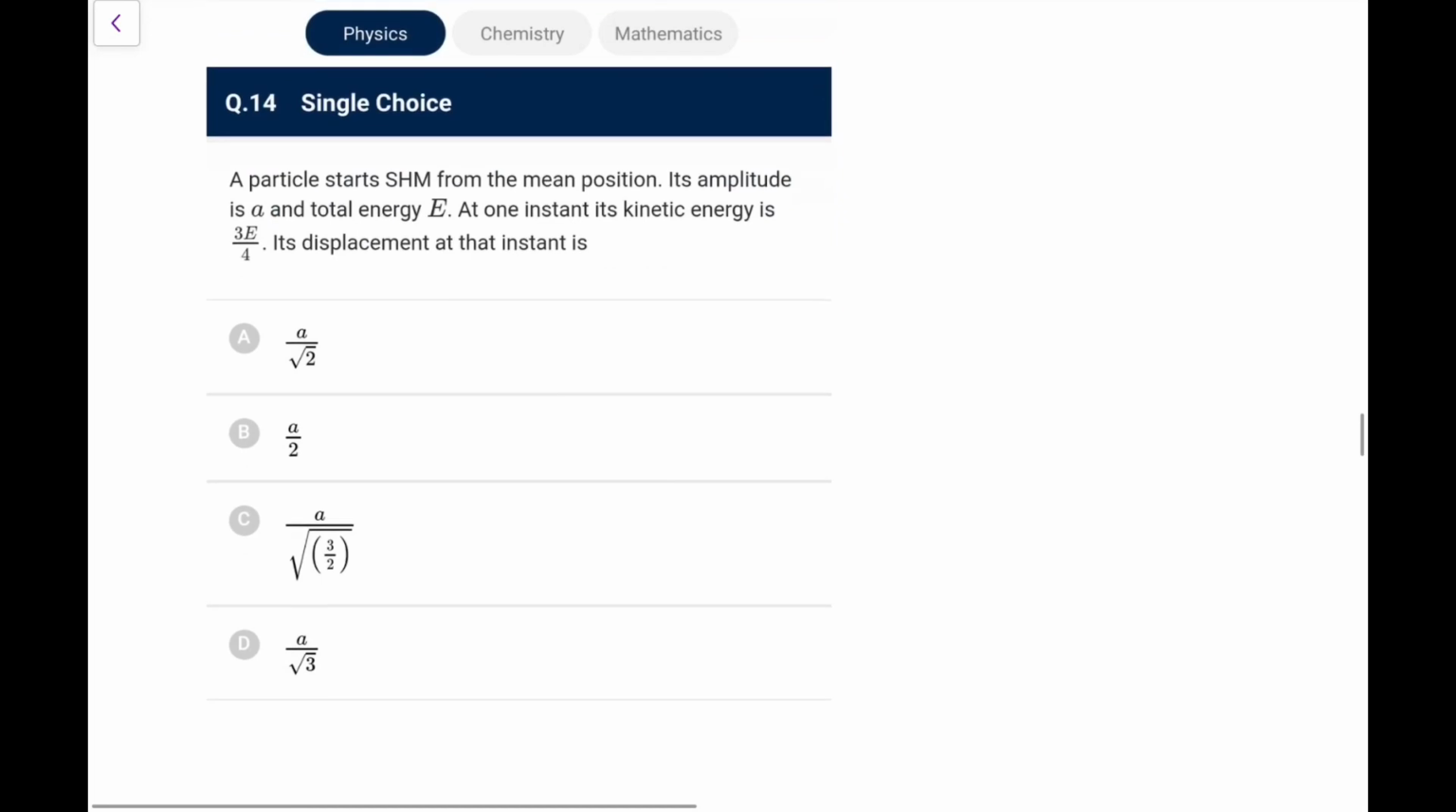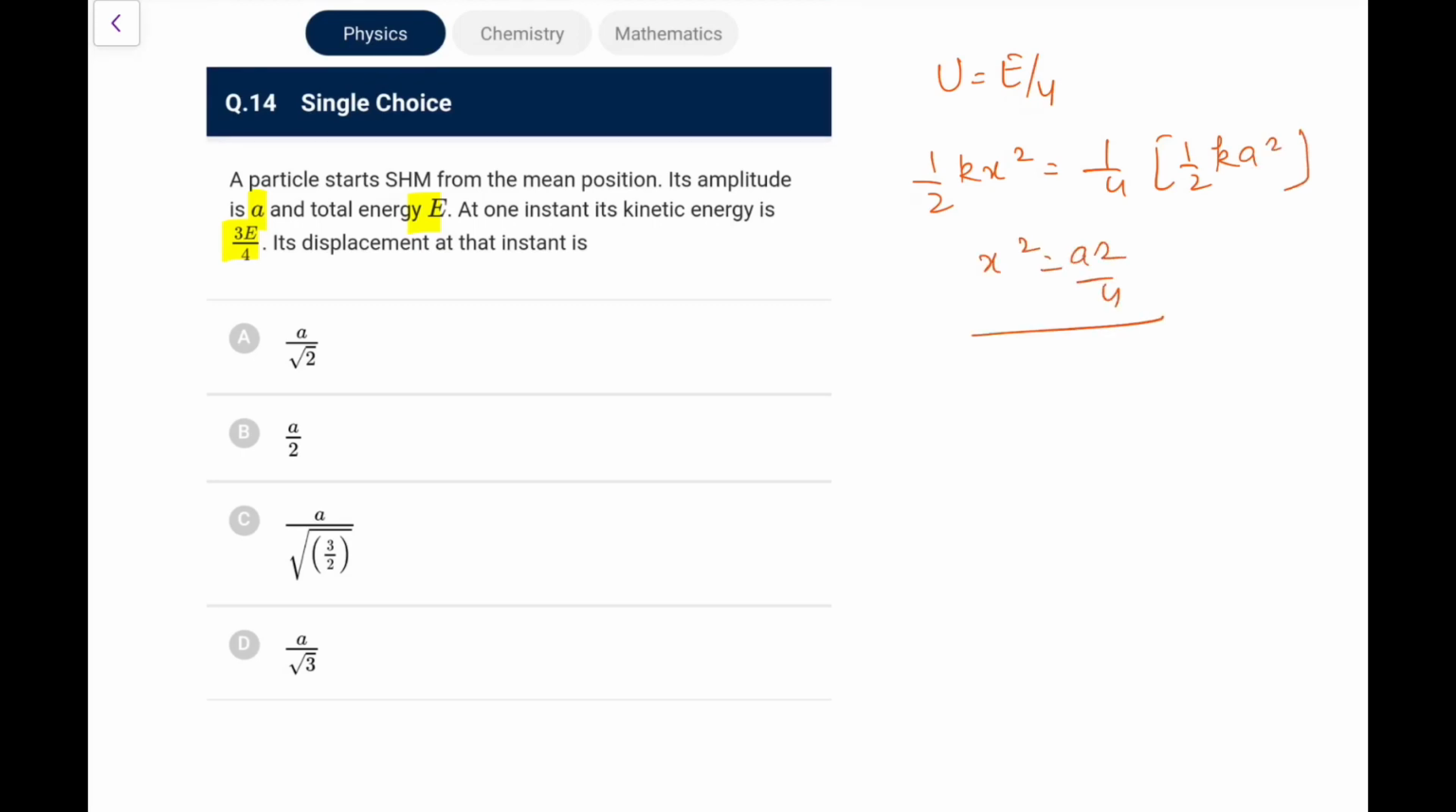Next one, a particle starts SHM from the mean position. Its amplitude is a, and at one instant the kinetic energy is 3 by 4 of the total energy. That means potential energy would be equal to E by 4. Potential energy is half kx square, and total energy I can write as half k a square. So x square is a square by 4, so x is equal to plus minus a by 2. So we'll go for option B. This is one of the easiest ones from the SHM part.